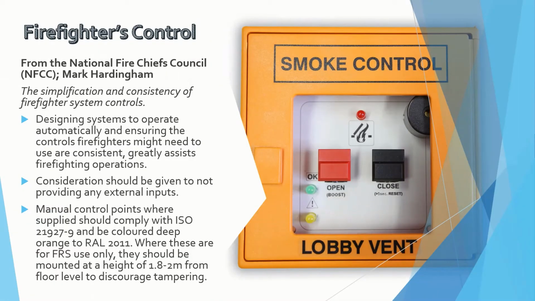The firefighter's controls have to be simple and easy to operate under extreme conditions. They should not give rise to complicated instructions for firefighters, and they should comply with ISO 21927 Part 9, with a specific RAL colour for opening and close switches. Location of the firefighter's control is also important, so that the fire team know where they are located, and the height fitted at 1.8 metres above ground does not give rise to tampering for false alarms.